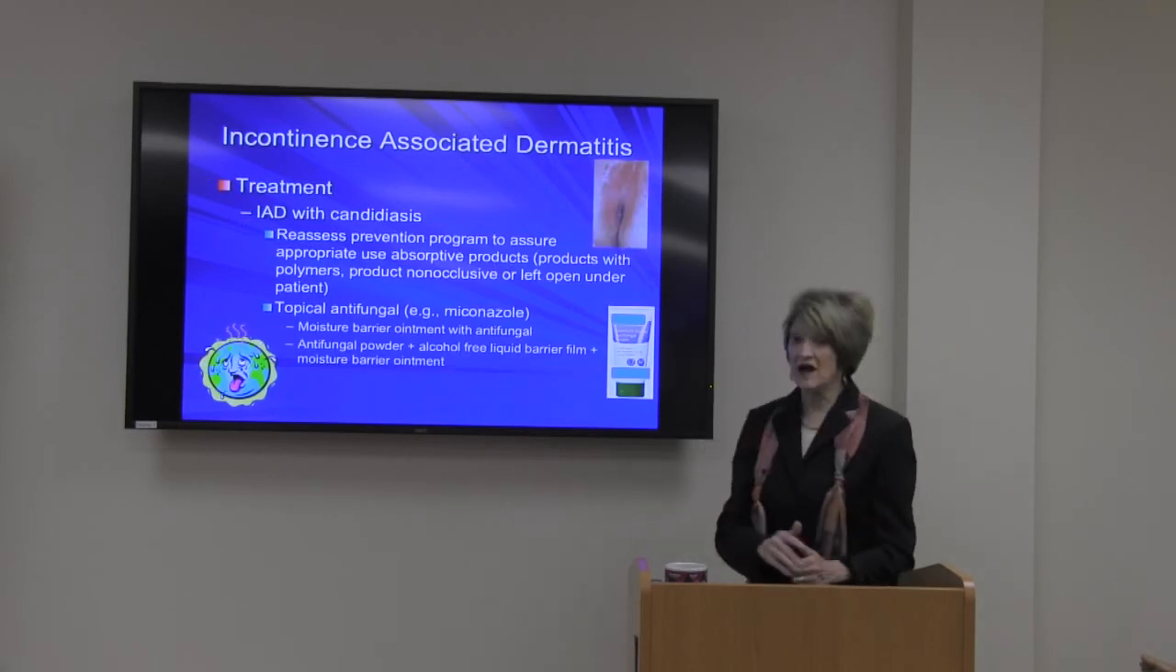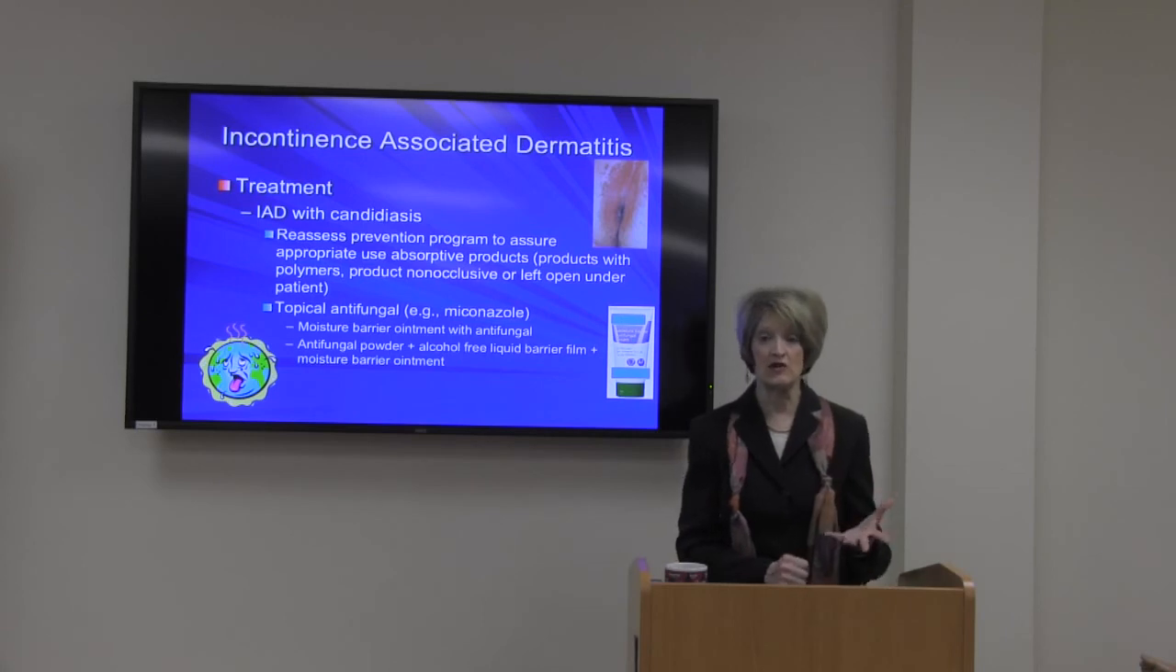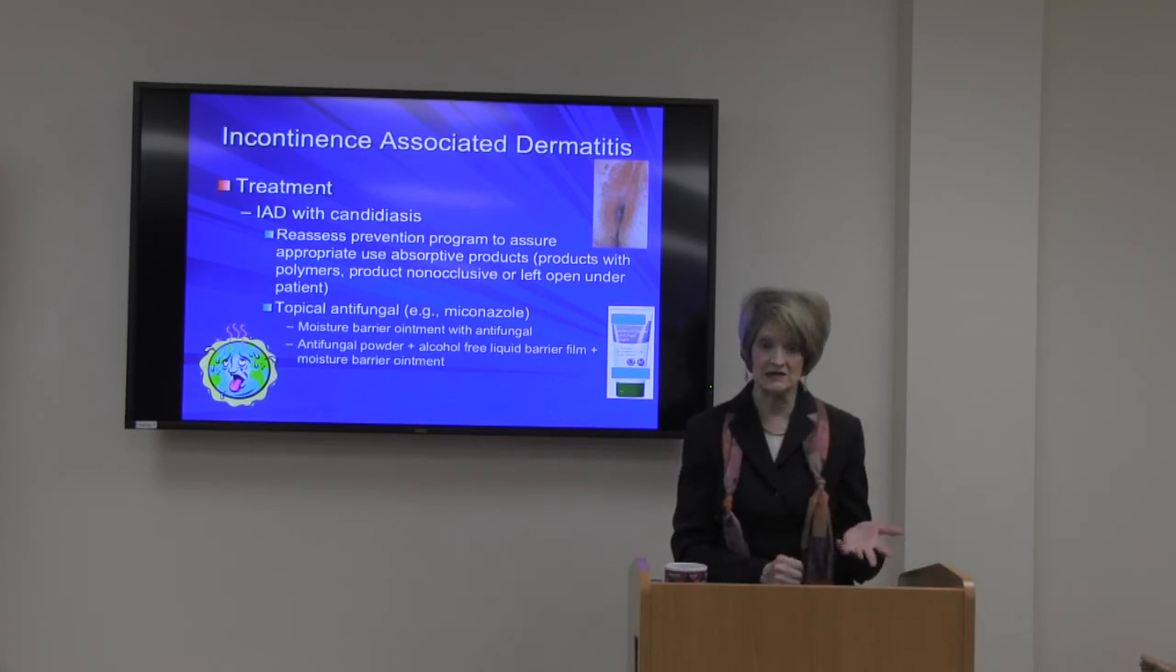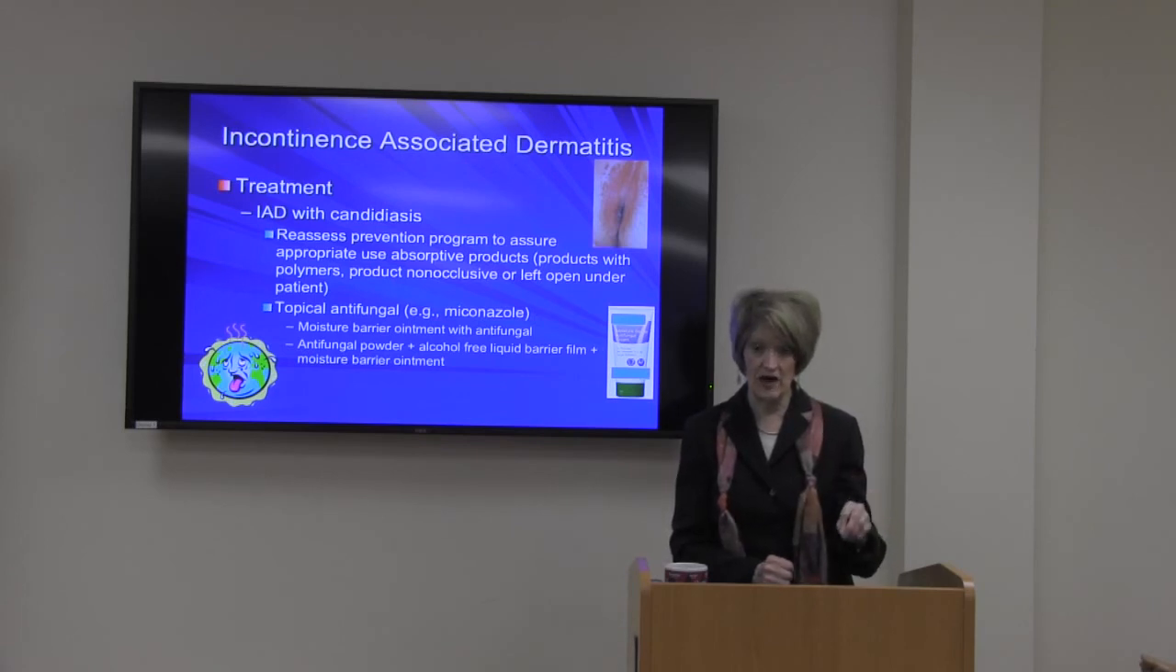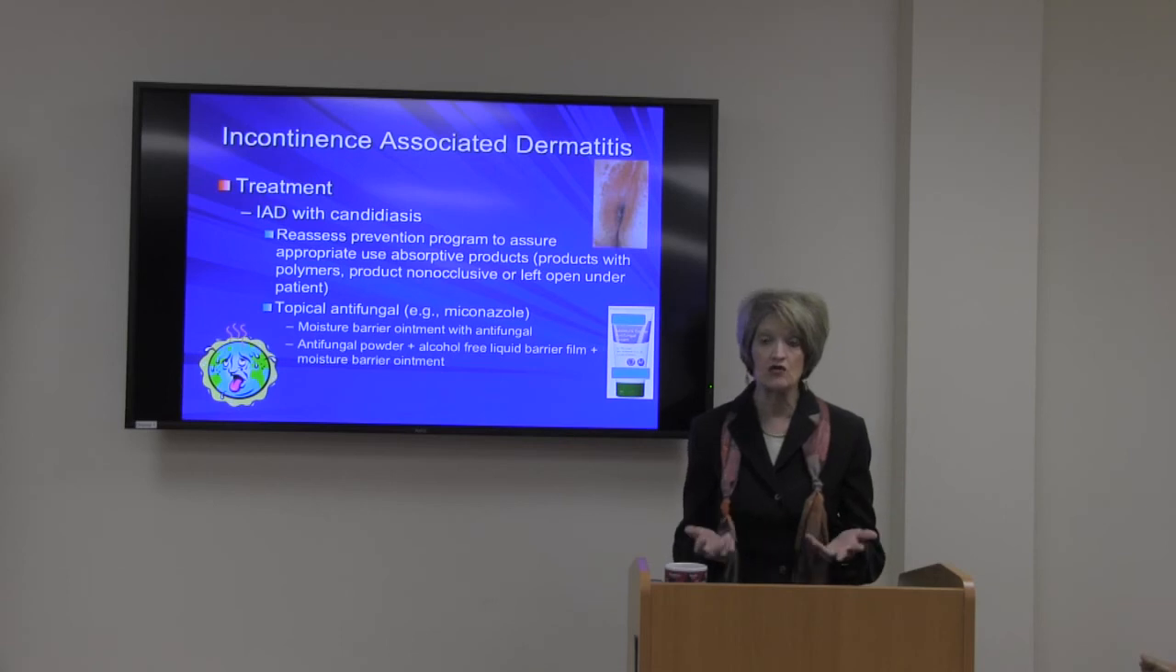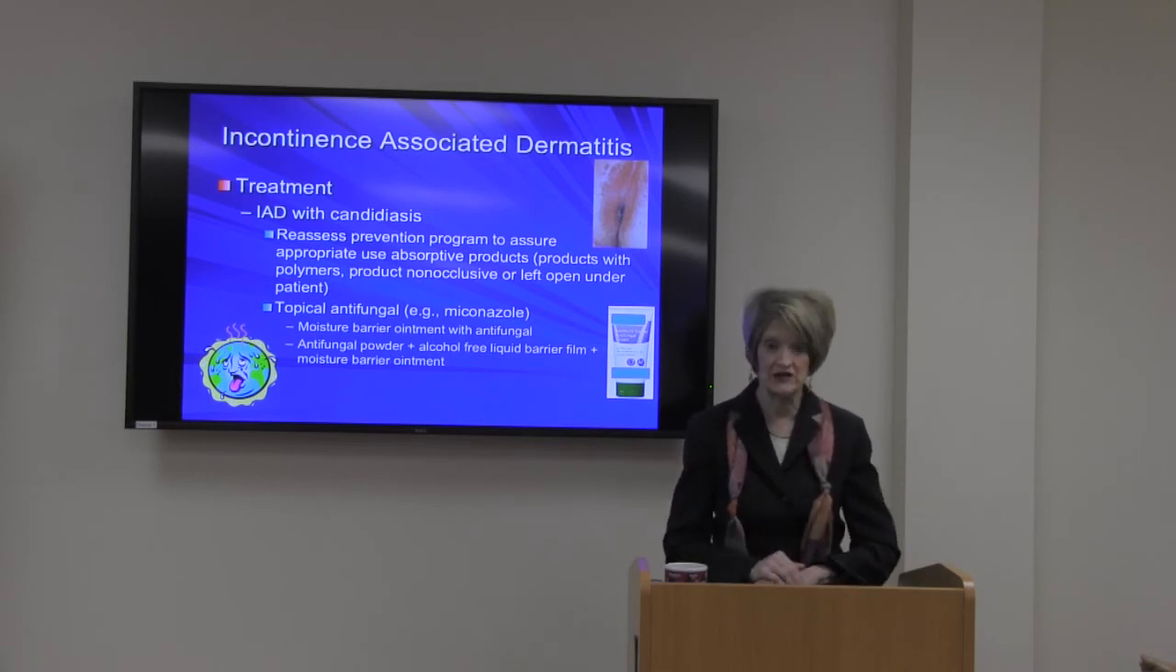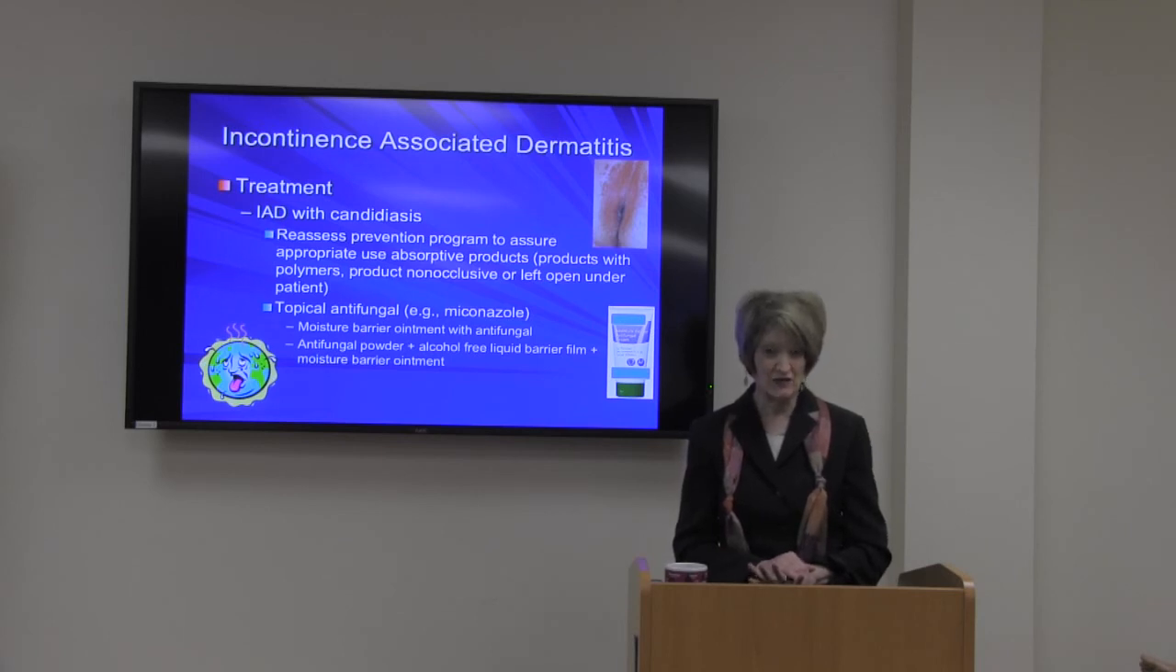What if you have candidiasis? So many times when you have IAD with candidiasis, the skin remains intact, but you've got clear-cut evidence that you have a fungal infection. You've got that maculopapular rash, you've got distinct border lesions. So you know you need an antifungal. So you're going to go back and make sure you're managing your incontinence correctly. You're going to make sure that you're minimizing occlusion because you don't want hot, wet skin. That's ideal for fungal growth.